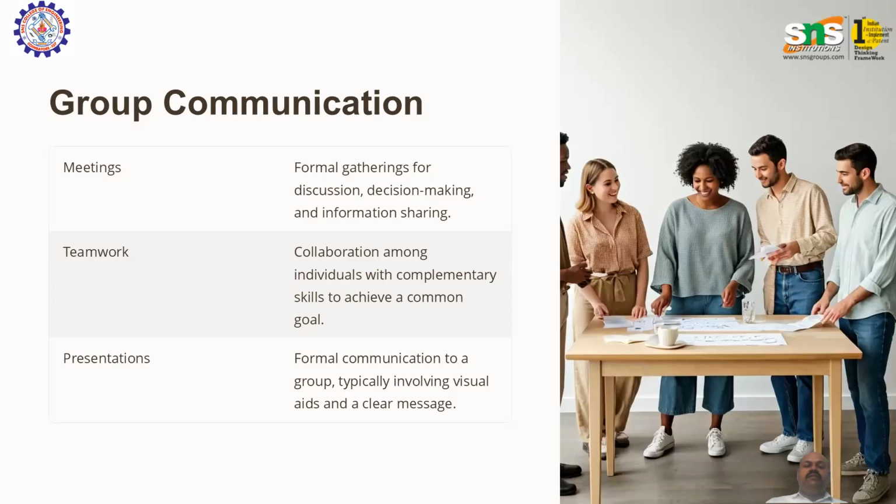Group communication: when you want to convey something to all the people in your organization, this kind of communication can be used. Meetings are formal gatherings for discussion, decision making, and information sharing. Teamwork is collaboration among individuals with complementary skills to achieve a common goal. Presentations are formal communication to a group, typically involving visual aids and a clear message.